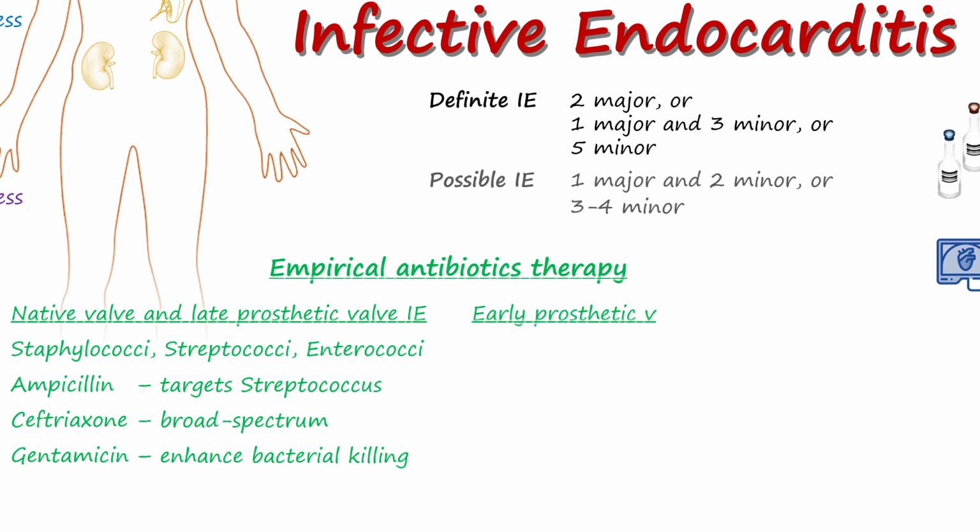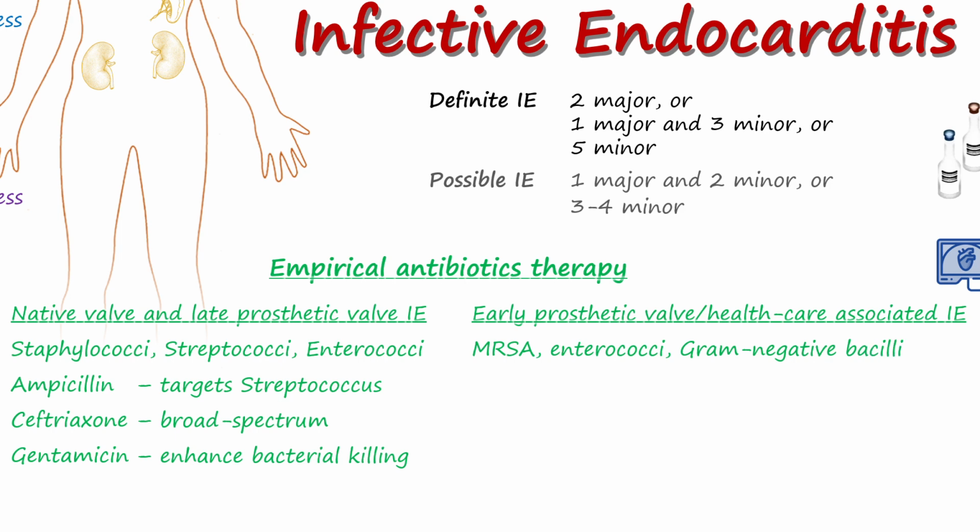For early prosthetic valve endocarditis or healthcare-associated IE, the regimen should cover methicillin-resistant Staphylococcus, Enterococcus, and non-HACEK gram-negative pathogens. One option is vancomycin combined with gentamicin and rifampin.